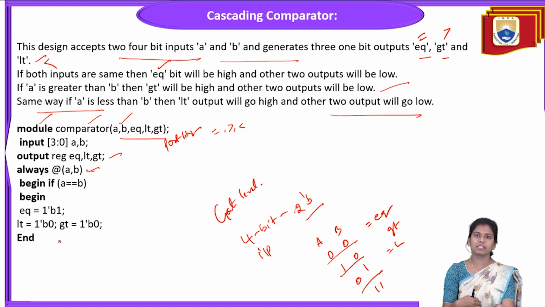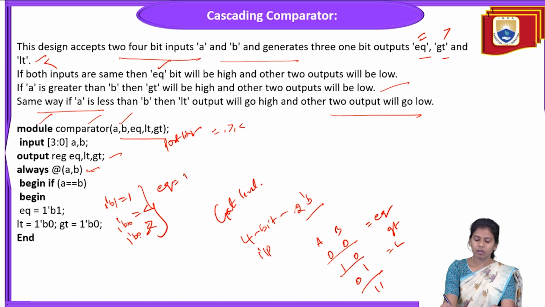And now I am beginning my statements with the keyword if: if A equals B, what happens? Then equal to is nothing but 1 bit, so if it is equal, 1'b1; if it is less than, 1'b0; if it is greater than, 1'b0. Okay, so I am writing the combinations here, or else you can write equal to means 2'b00, less than means 2'b01, greater than means GT, greater than means 2'b10.